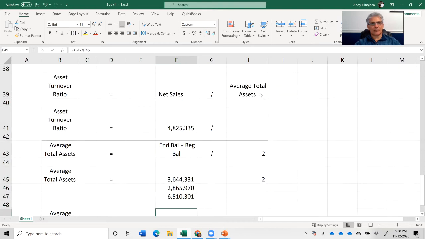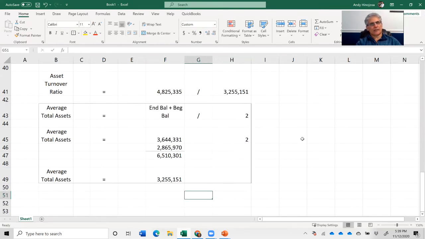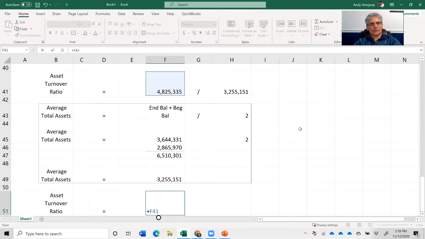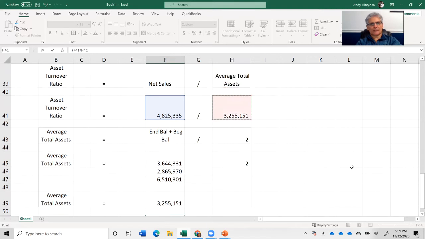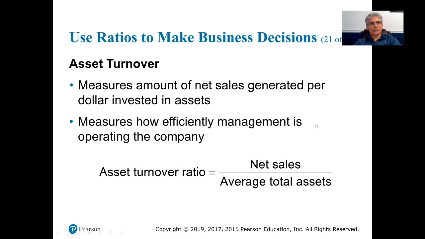So we're going to plug in that number here. That number is going to be 3,255,151. And that means then if we want to do the computation for asset turnover, we take net sales, and we're going to divide that by average total assets. And we come up with 1.48. So with every dollar we've invested in assets, we're generating $1.48 in sales. Is that good? Depends on how it looks compared to the industry. So asset turnover ratio equals 1.48.